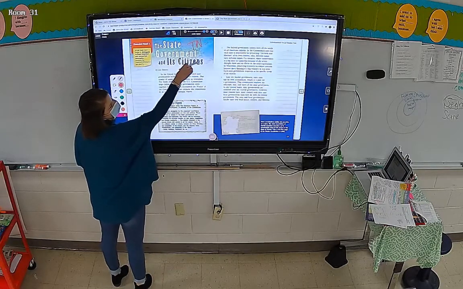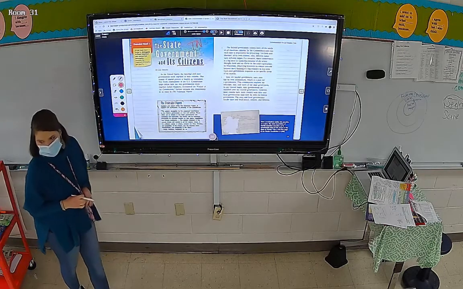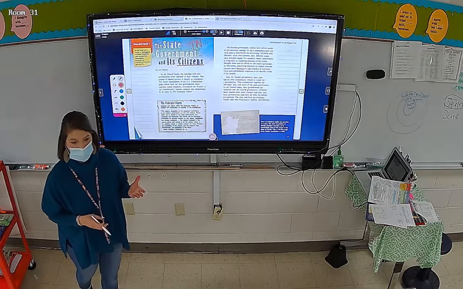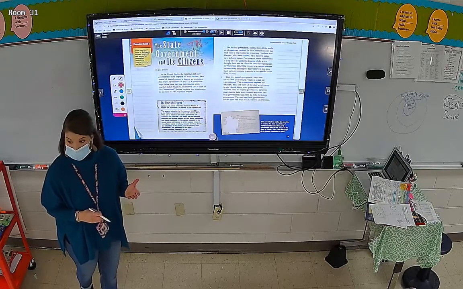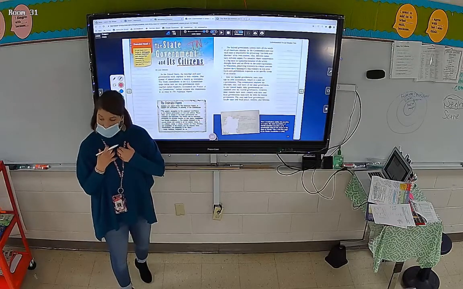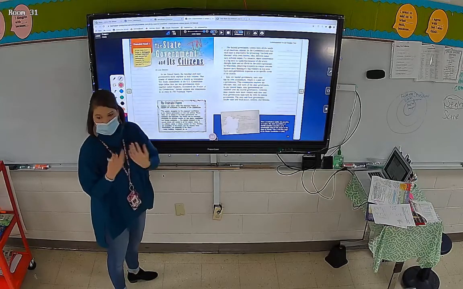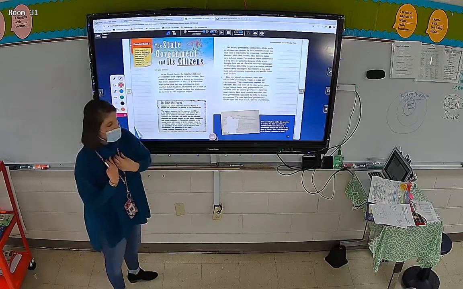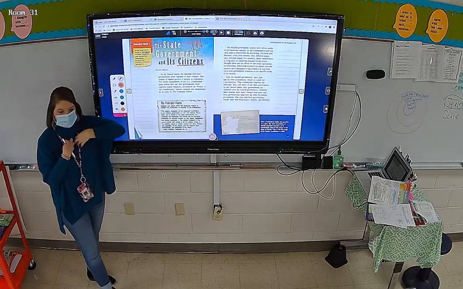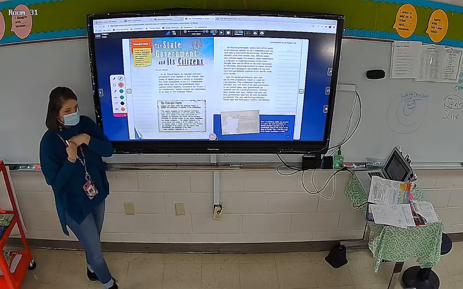Then it says, and its citizens. When it says citizens, what is a citizen? What is a citizen, Rylan? It's like people. People that what? Live there. That live there. So its citizens would be us, the people that live there. So the state government is the government of Tennessee, and the citizens would be us, right? Yeah. So we're going to see, what does the state government do for us? What is the state government's job, and how does it help us? That's what we're reading about today.